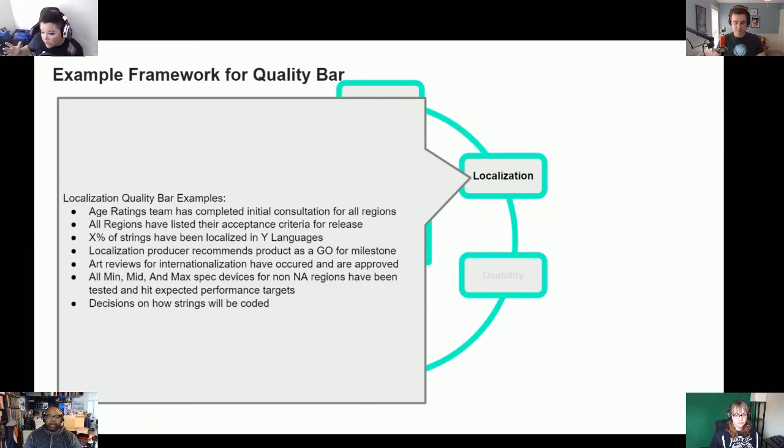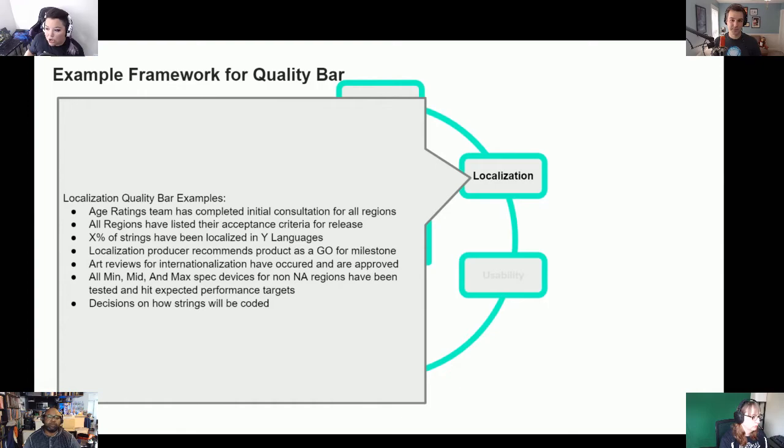Just a couple of examples. Localization producer recommends product as a go for the milestone. So again, this is the idea that they own it. Localization production owns the status of saying go for the milestone. You don't. X percent of strings have been localized in Y languages. That's good. We need to know that. That is definitely a quality bar. But I definitely have seen teams kind of fudge on this before at many places. Oof. That's sad. It is, right?